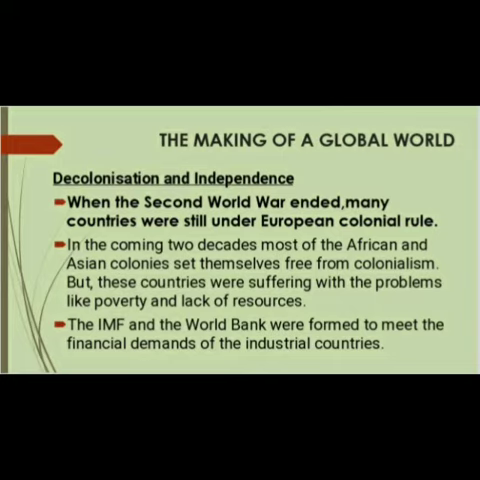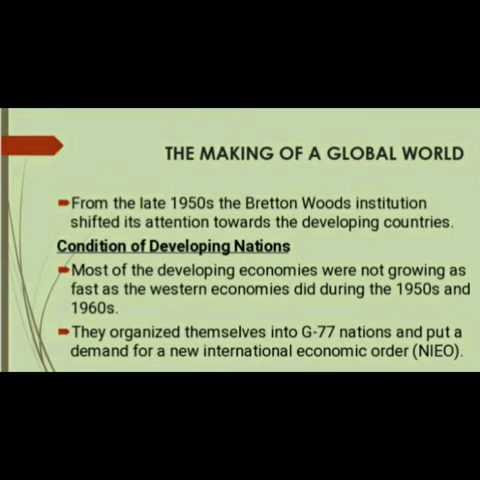The IMF and the World Bank were formed to meet the financial demands of the industrial countries. They were still not equipped to tackle problems like poverty and lack of development in the underdeveloped countries. During this period, Europe and Japan became self-sufficient. So now they did not need the help of the IMF or World Bank. Thus, from the late 1950s, the Bretton Woods institutions shifted their attention towards the developing countries.